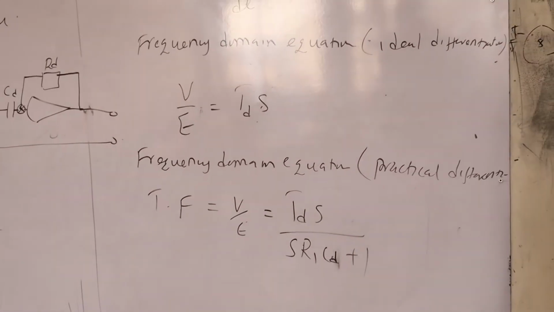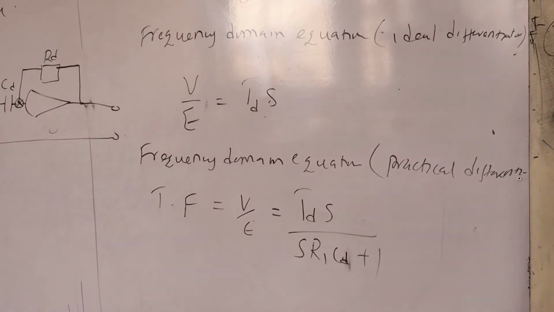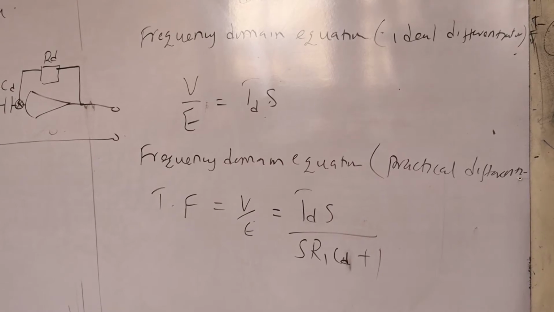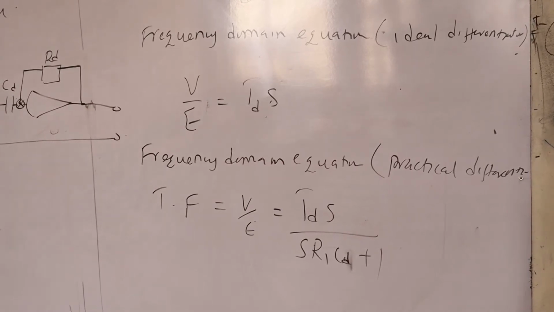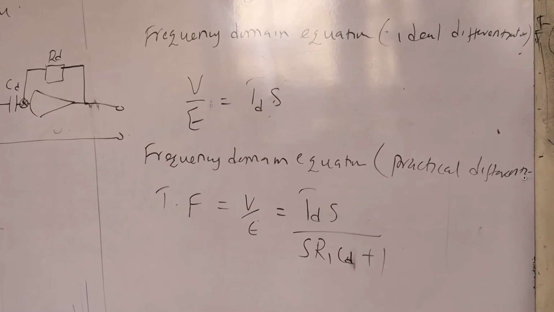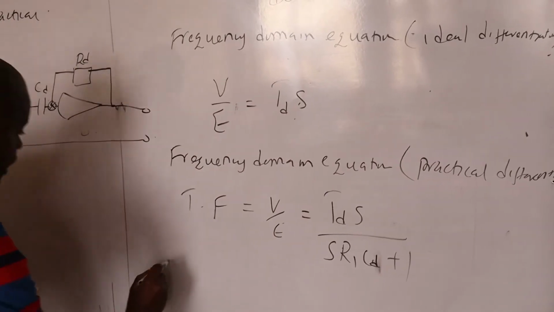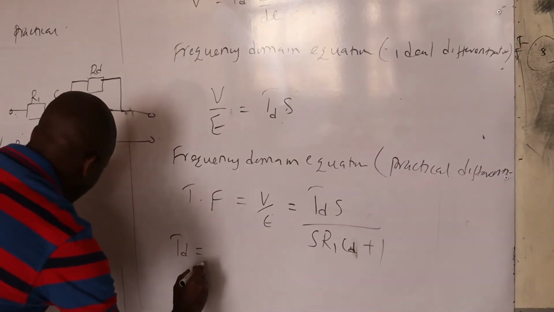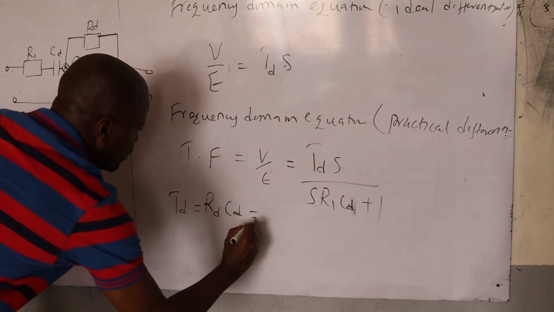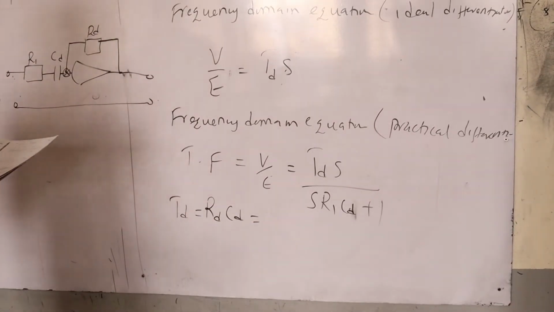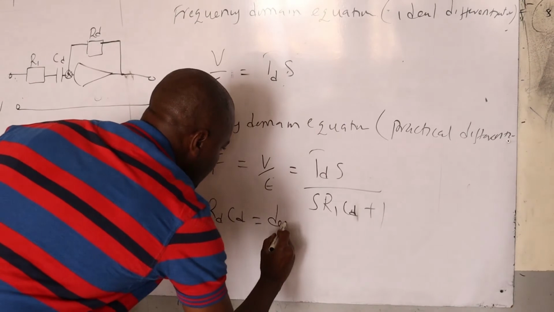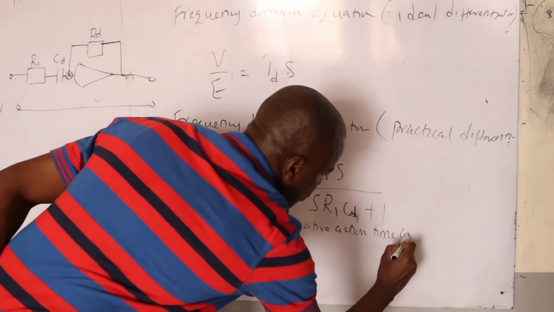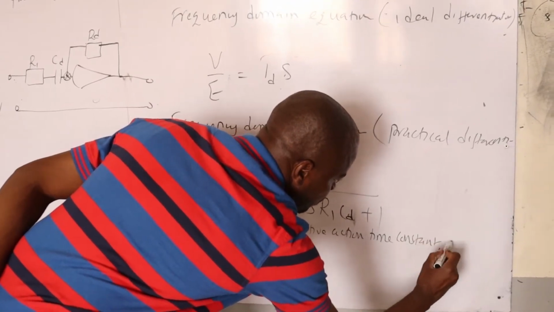like small v for the time domain output signal, capital V for the frequency domain output signal, small e for the time domain error signal, capital E for the frequency domain error signal. And then what will change here is TD, which will be given by RD CD, which is what we refer to as the derivative action time constant in seconds.